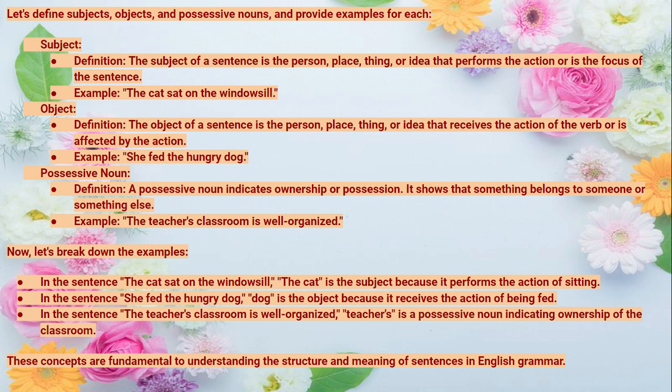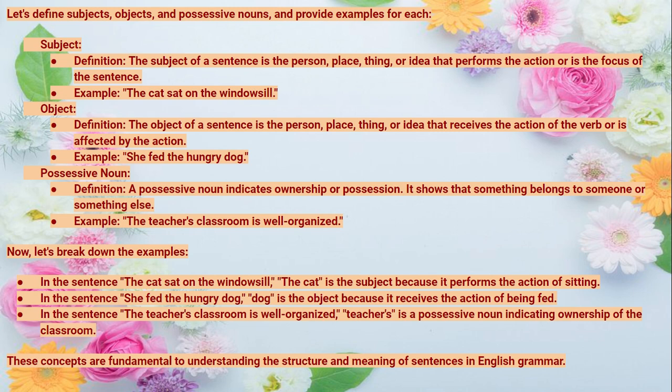Let's define subjects, objects, and possessive nouns and provide examples for each. The subject of a sentence is the person, place, thing, or idea that performs the action or is the focus of the sentence. Example: the cat sat on the windowsill. The object of a sentence is the person, place, thing, or idea that receives the action of the verb or is affected by the action. Example: she fed the hungry dog.